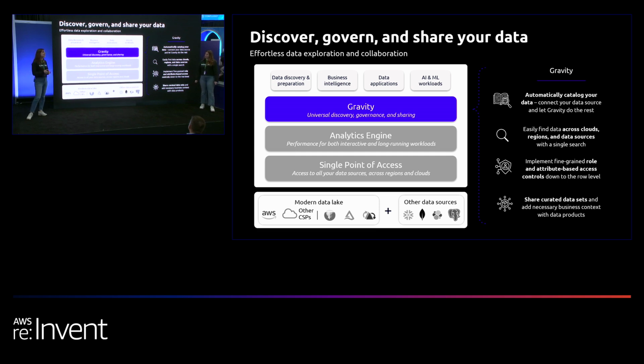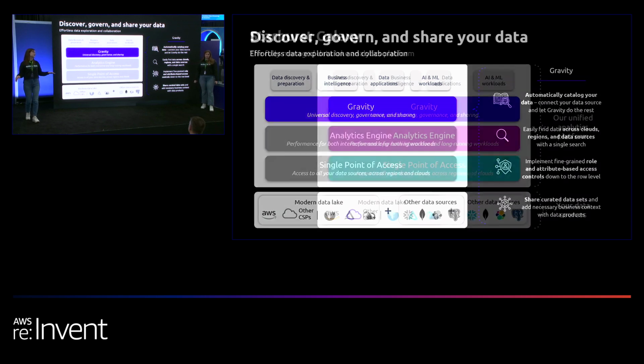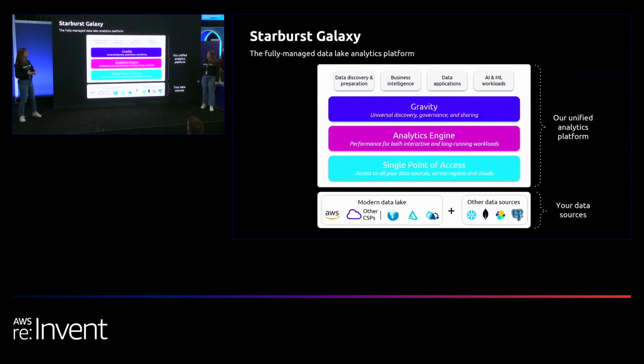And last but not least, figuring out how to share that data. Maybe it's sharing that data with other internal teams with proper documentation, or maybe it's external data sharing. Gravity is our universal discovery, governance, and sharing layer that allows you to do all of those pieces of the puzzle without spending the time learning and integrating different platforms. So again, it's built in. You get the power of Trino, but with Gravity, and so it stretches across all of your data sources, which is great.